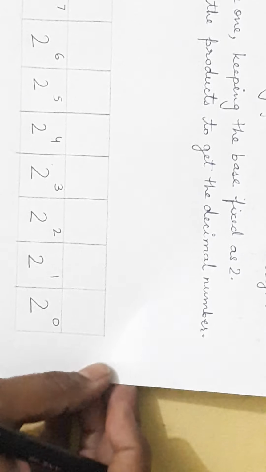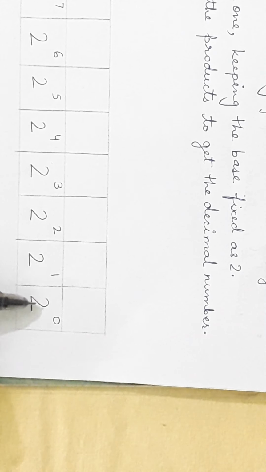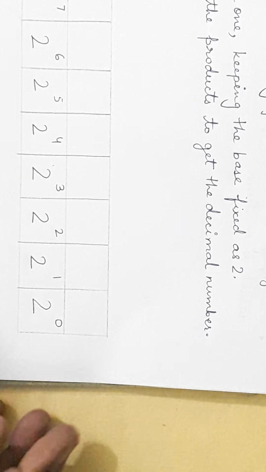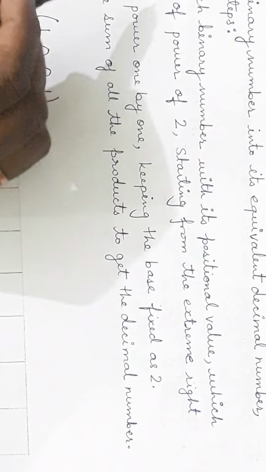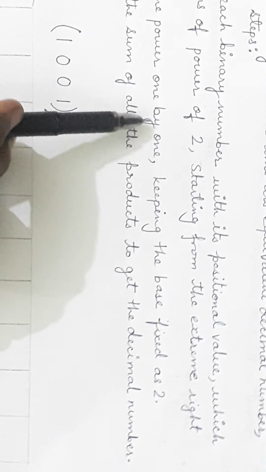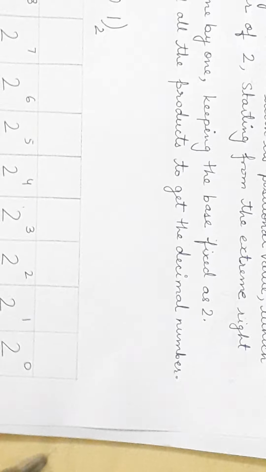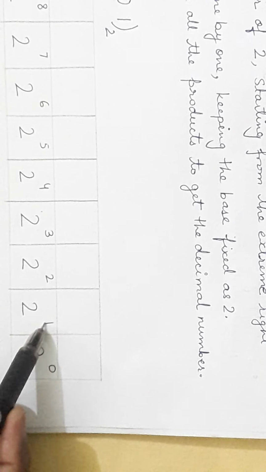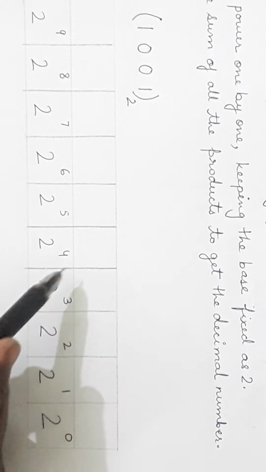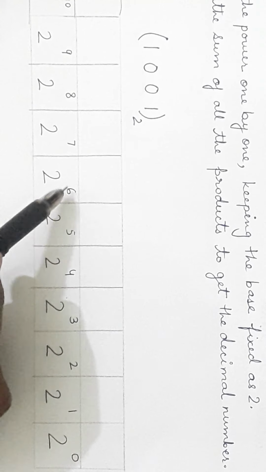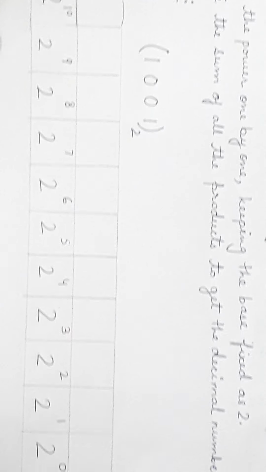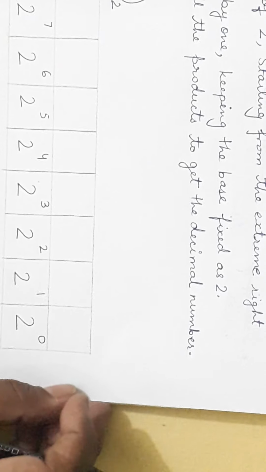Now in this table you can see I have fixed the base value as 2. Then, as you see in the second rule, increase the power 1 by 1. So how have I increased the power? First we always start with 0, then 1, 2, 3, 4, 5, 6, 7, 8, 9 and 10. Till 10 I have taken, further it can go more.